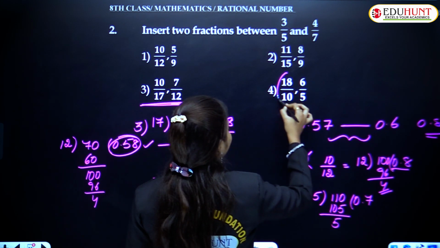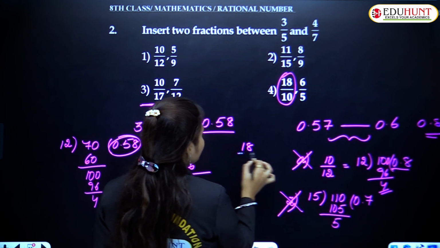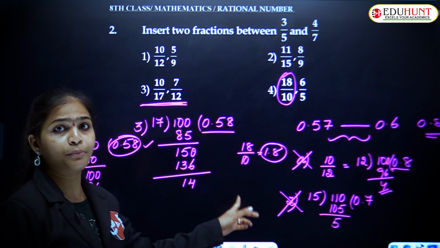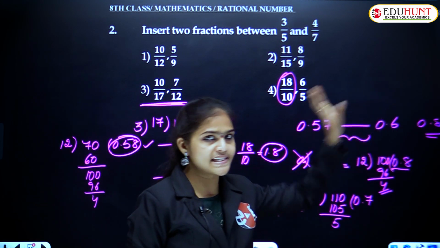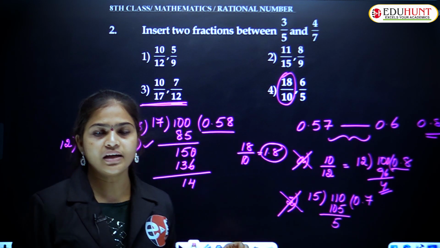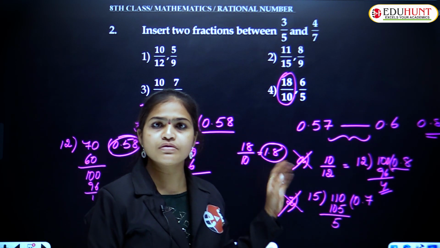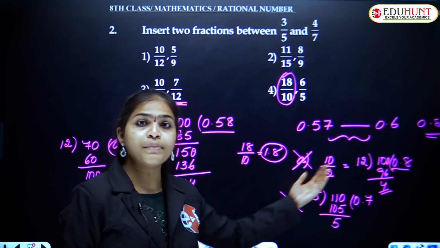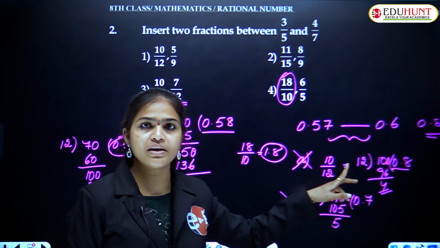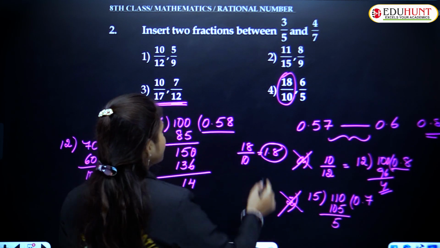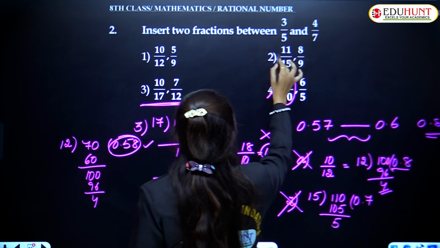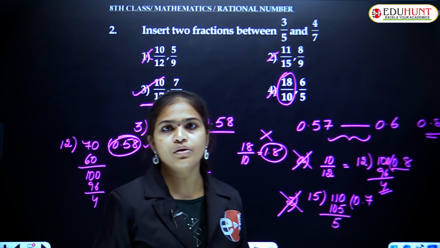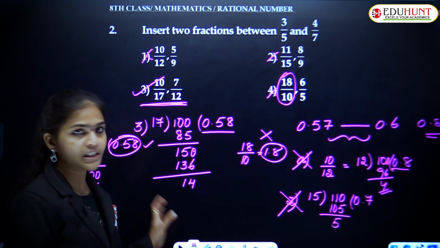So here we have 18 by 10. 18 by 10 means simply we can write that as 1.8. So 1.8 is greater than 0.6. Yes or no? Why? Because that is an improper fraction again. So no need to check that. Why? Because we got values that are less than 1, but an improper fraction's value is greater than or equal to 1. So this option is also wrong. So which option is satisfying here? Option 3 is satisfying. So the answer is option 3.